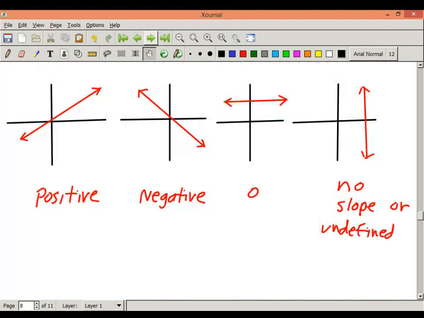Okay, now to put this together in a summary, I have 4 drawings side by side here. The first one shows a line which is increasing to the right, so it's going up as you go to the right. That line has a positive slope. If your line falls to the right, your line has a negative slope. If your line is horizontal, you have a slope, but it is 0. And if your line is vertical, it does not have a slope. No slope, or we say undefined. So that's a summary of the slopes.